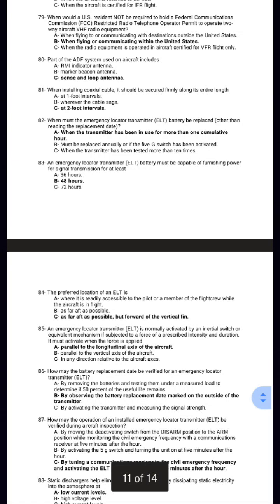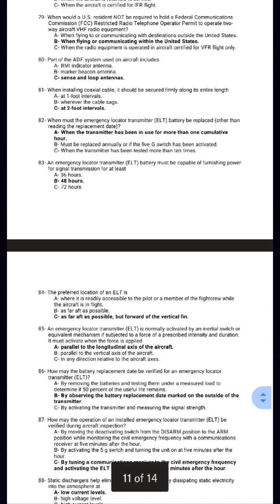Moving along. How may the battery replacement date be verified of an ELT? By observing the battery replacement date mark on the outside of the transmitter. Holy cow, they're just giving us these answers. If you just read those answers they have there, it's too easy.